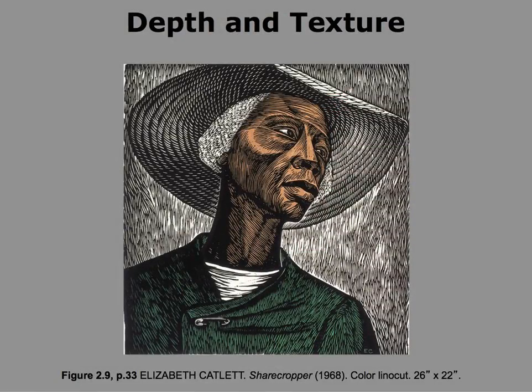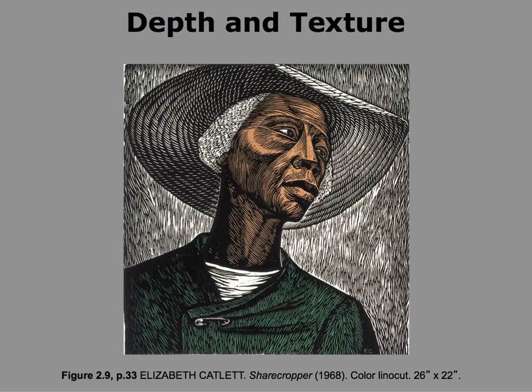Here's an example by Elizabeth Catlett using depth and texture through a series of lines. You can see how the spacing of the lines creates different values. So the underside of the brim of the hat that has less densely spaced white hatch marks is darker because it's in the shadow, whereas the background has a lot more closely packed white hatch marks, making it lighter in value.